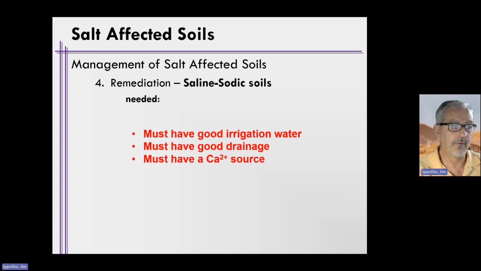The kicker with all this is it looks good on paper, but to have good quality irrigation water is oftentimes a challenge, because irrigation water is oftentimes the main culprit for developing a saline sodic soil or a sodic soil or a saline soil. And there are ways to overcome this, believe it or not. We'll talk about some of those ways in subsequent videos.